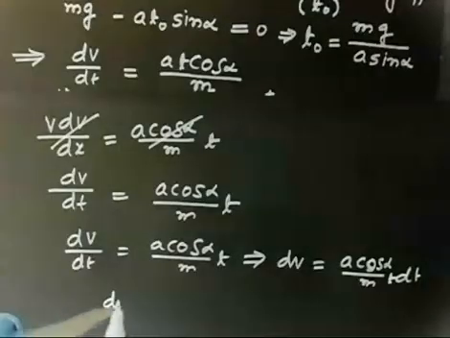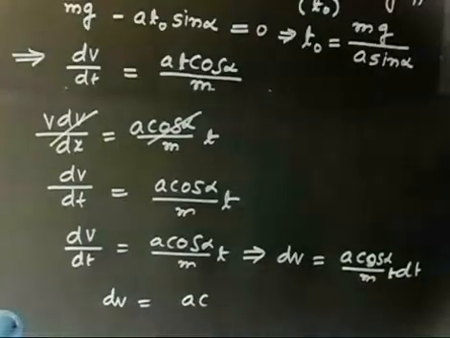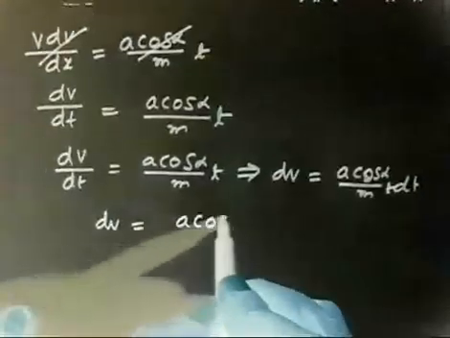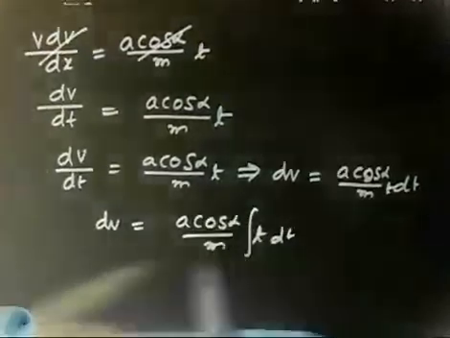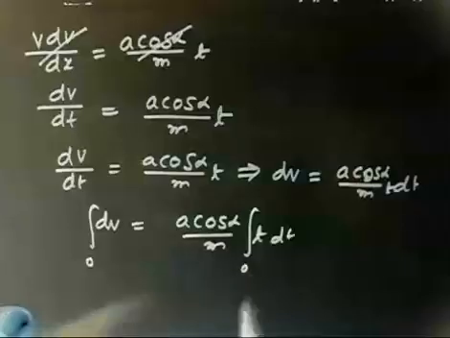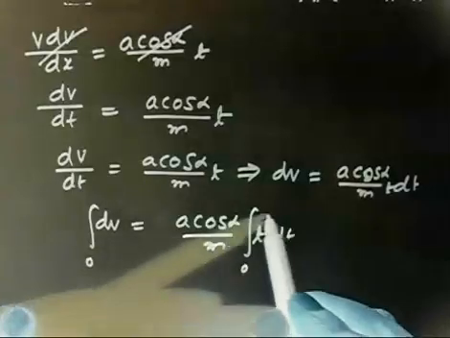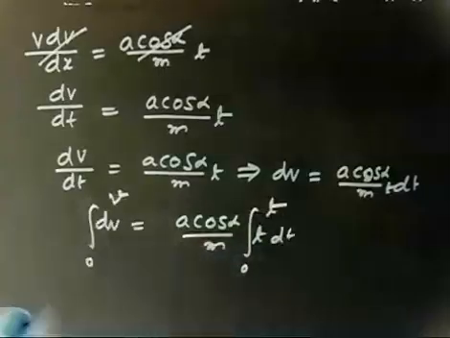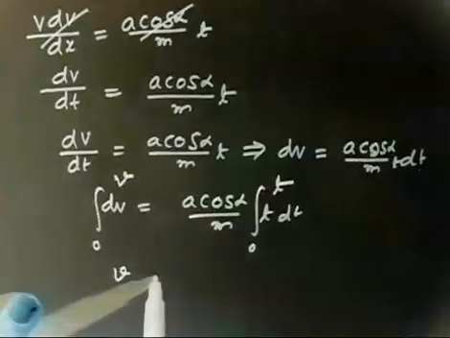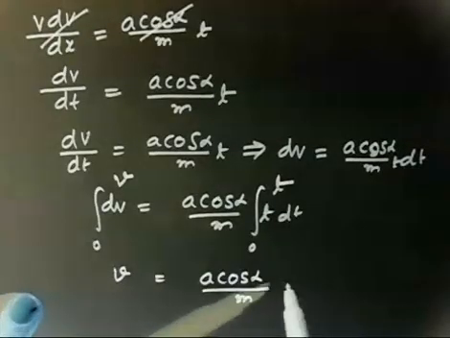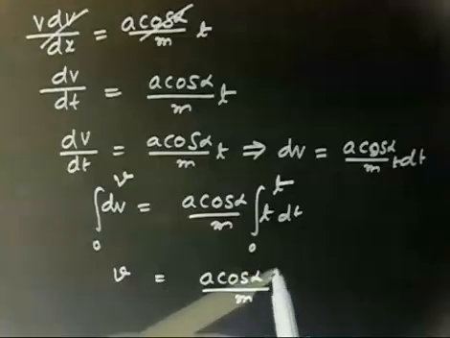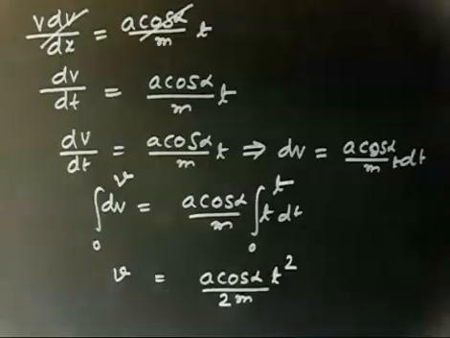So now I can integrate. So dv is equals to a cos alpha by m t dt. Now let us integrate. At t is equals to 0, velocity is 0. Let us say t is equals to t, velocity is v. So I have v is equals to a cos alpha by m and t square by 2. So this is simply t square by 2.